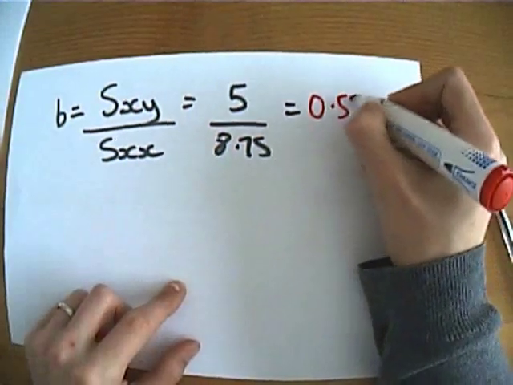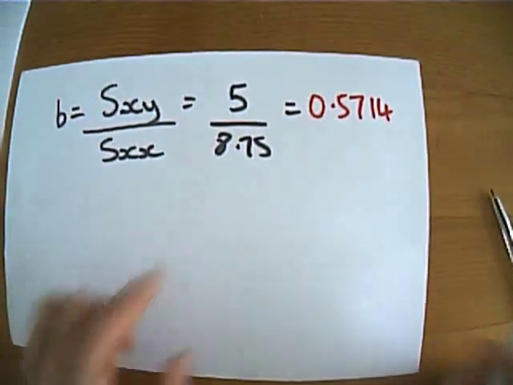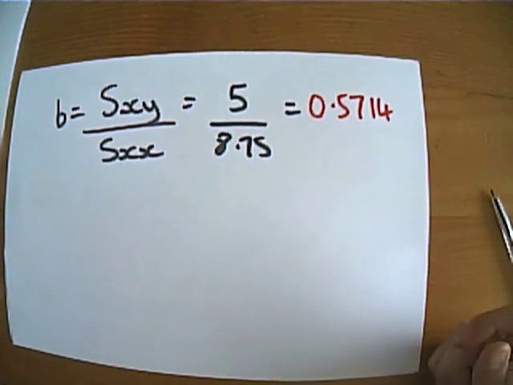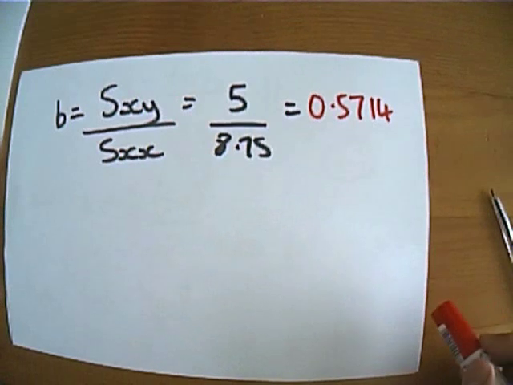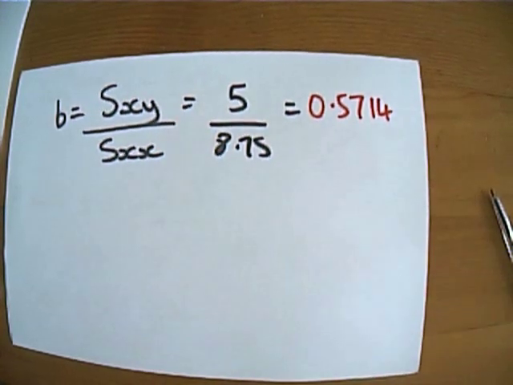And I've just worked that out on the calculator on my computer, because I don't have a calculator next to me at this moment. And that, ladies and gents, is the gradient of the equation of the line of best fit. Now the next thing we're going to need to do is to find the intercept.